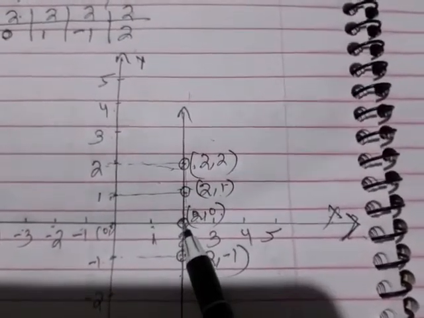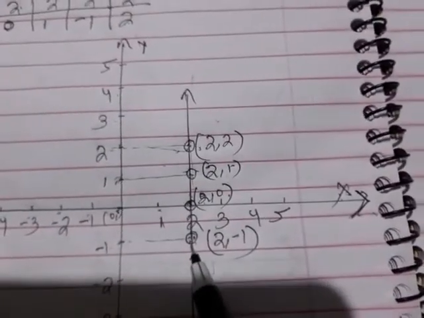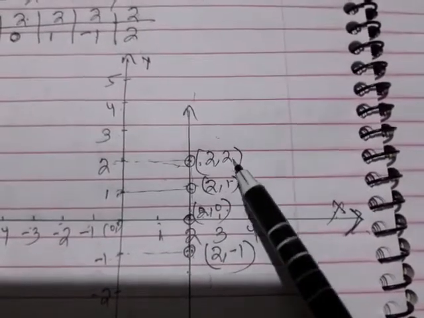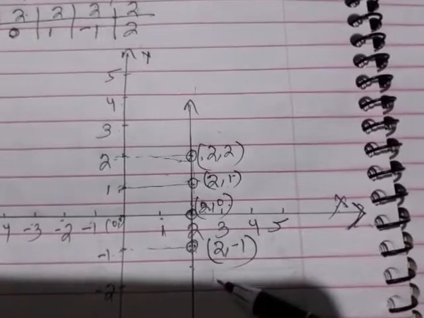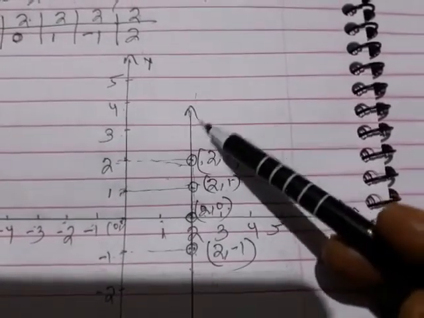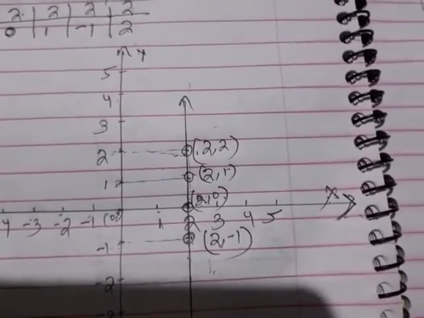So our points: 2, 0. This is 2, 0. X is 2, on the x-axis 2, y-axis 0. That is 2, 0. 2, 1: x 2, y 1. 2 on x axis, 2 on y axis, 2 minus 1, that is x axis 2, y axis minus 1. The points 2 2, 2 1, 2 0, 2 minus 1. Join these points and draw a straight line. This is our solution.